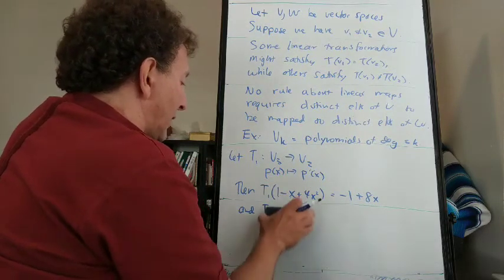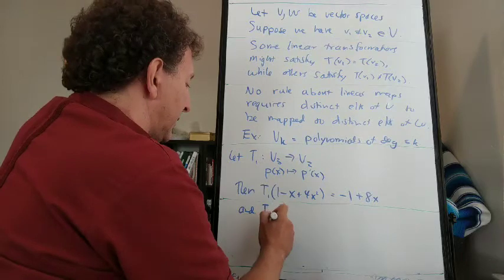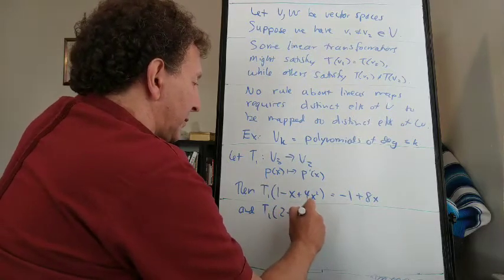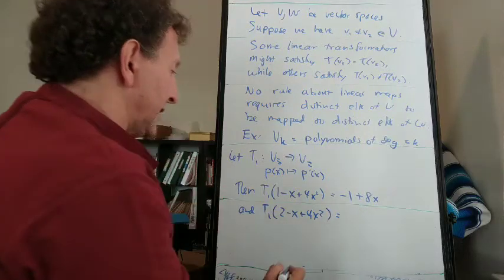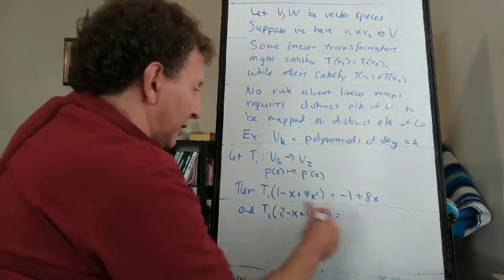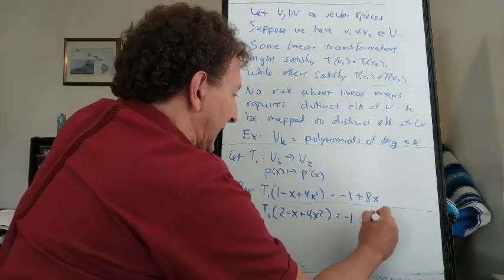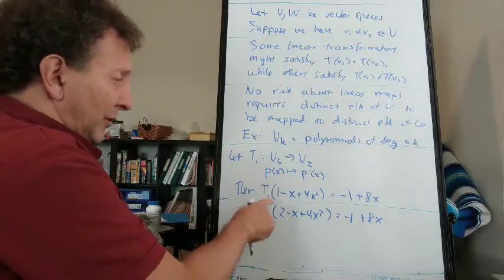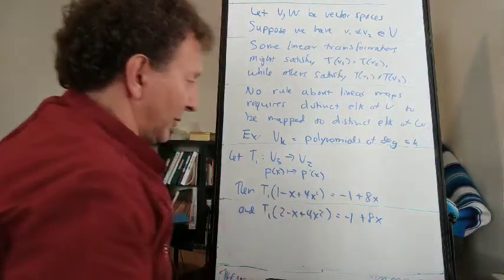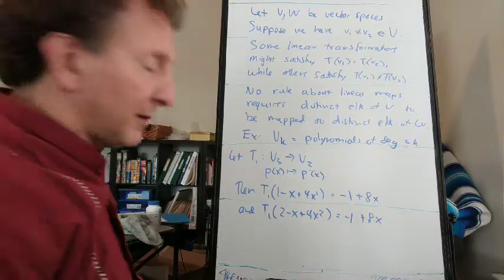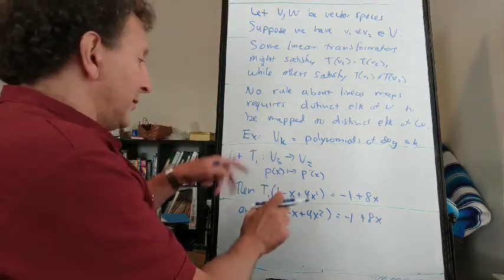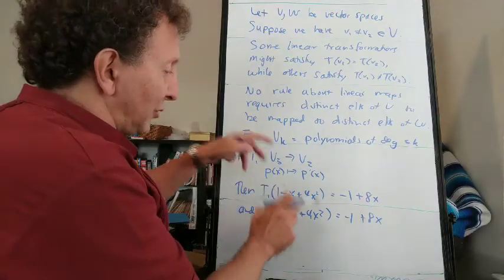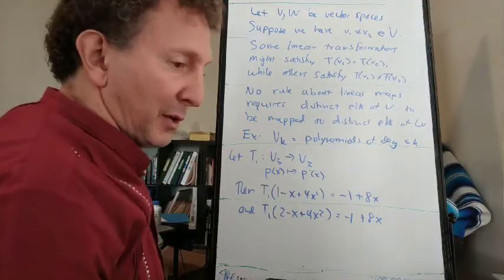And T1 of 2 minus x plus 4x squared differentiates to, the constant goes to 0, and we've got minus 1 plus 8x again. So these two different polynomials have the same derivative. That's something that you know since calculus. So it's possible that a linear transformation takes two different elements and sends them to the same element.